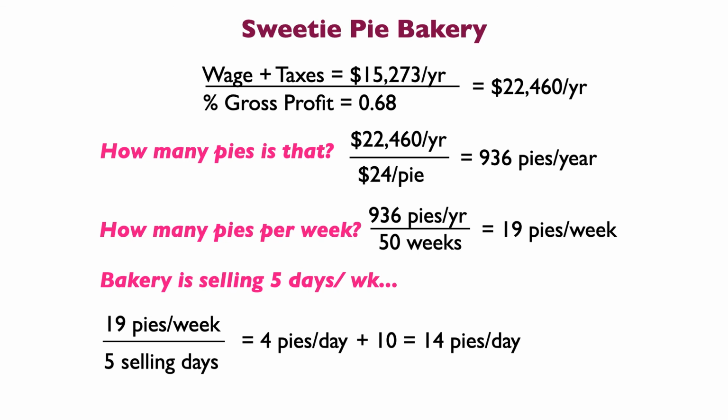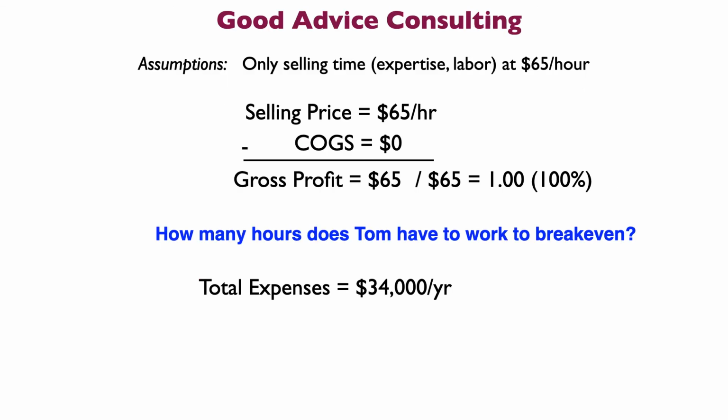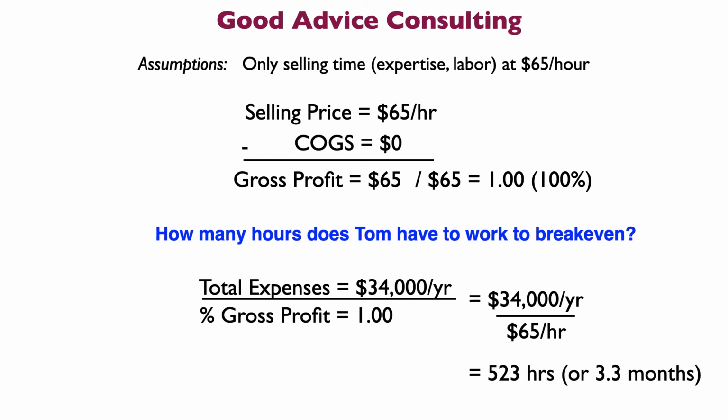Now that's for an inventory business. I don't want to leave those of you with pure service businesses in a lurch here too. So let's look at Tom. Tom has a consulting practice and he is selling his expertise, his time, his labor at $65 an hour. He doesn't have any cost of goods sold because it's a pure service business. But working through the same calculation, you ask, how many hours does Tom have to work to break even? Well, if his total expenses are $34,000 a year and he's earning $65 an hour in billable hours, he needs to work 523 hours or about 3.3 months in order to cover his expenses.